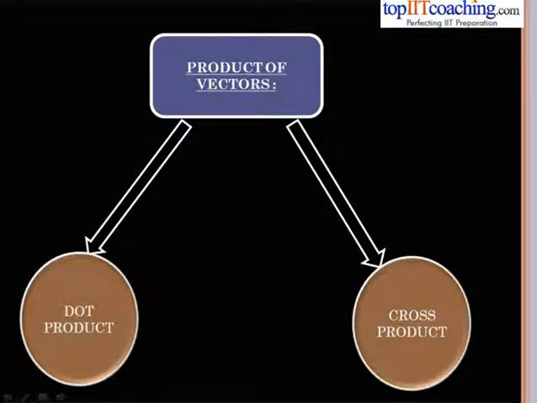This entire lecture revolves around the discussion of product of vectors, or the multiplication of vectors. So basically there are two types of product of vectors. The first is the dot product and the second is the cross product. Dot product is also known as scalar product and cross product is also known as the vector product.